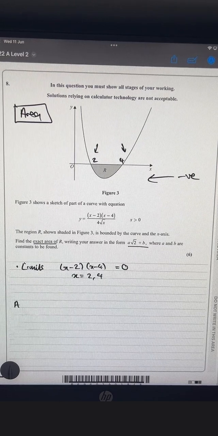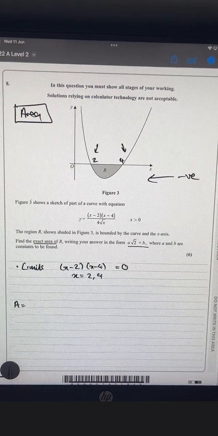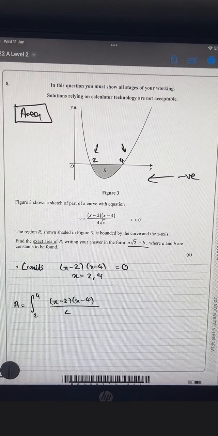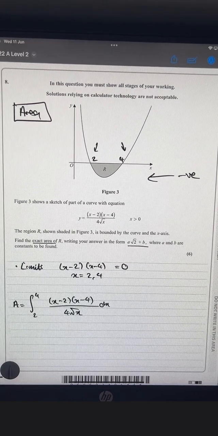So the area is going to be equal to the negative, but I'm just going to get rid of the negative sign for now. The integral from 2 to 4, and what's my function? x minus 2, x minus 4, all over 4 root x with respect to x. Now looking at this looks obnoxious to integrate. Does anyone in the chat want to tell me how they would go about integrating this?